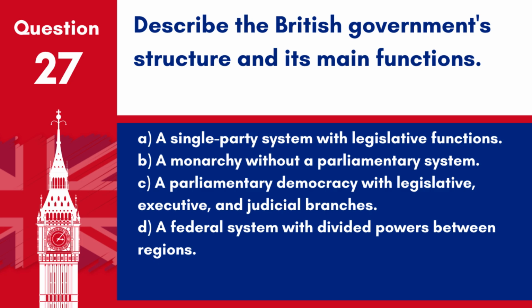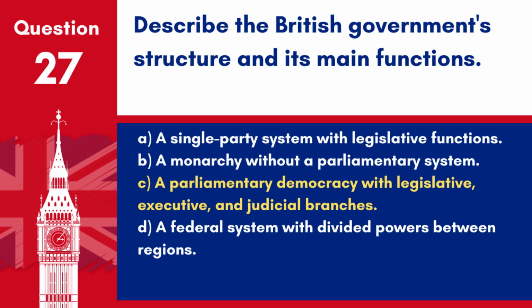A. A single-party system with legislative functions. B. A monarchy without a parliamentary system. C. A parliamentary democracy with legislative, executive, and judicial branches. D. A federal system with divided powers between regions.